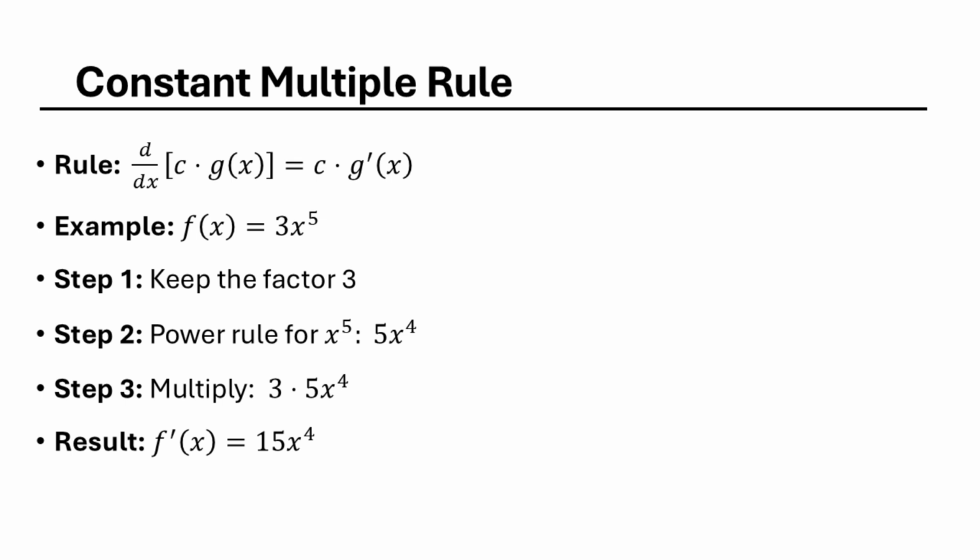Let's try f of x equals 3 times x to the power of 5. We keep the 3 exactly where it is. Now, we apply the power rule to x to the power of 5. Bringing the 5 down gives us 5 times x to the power of 4. Finally, we multiply our constant 3 by the 5 we just brought down. 3 times 5 is 15. So, f prime of x equals 15 times x to the power of 4.